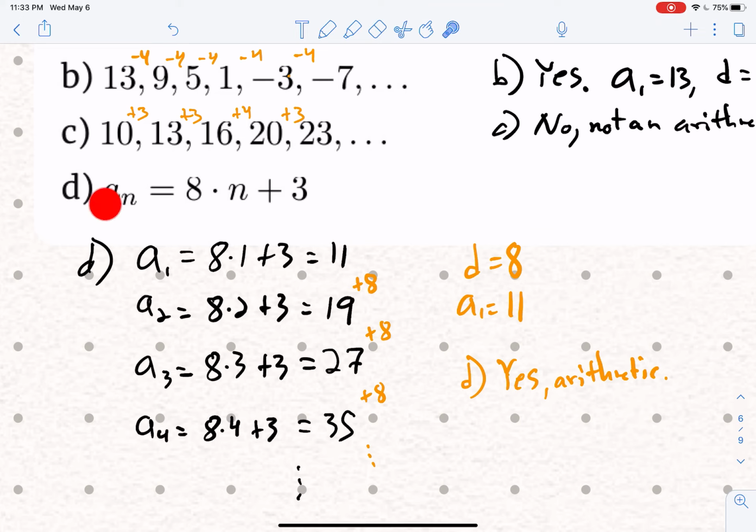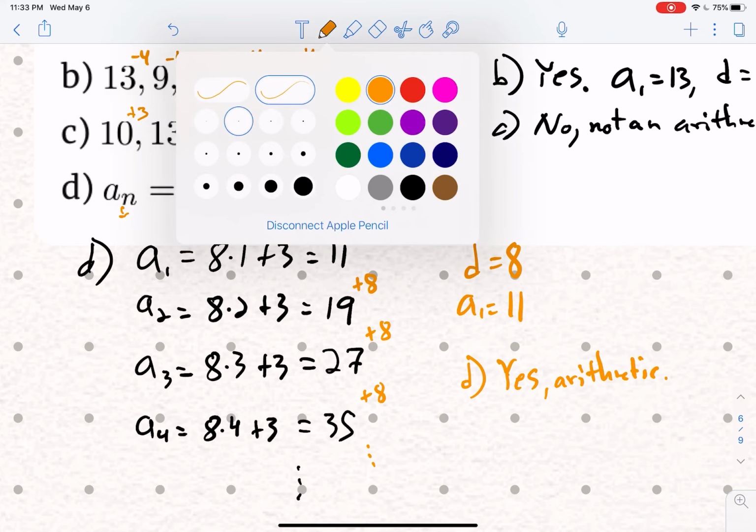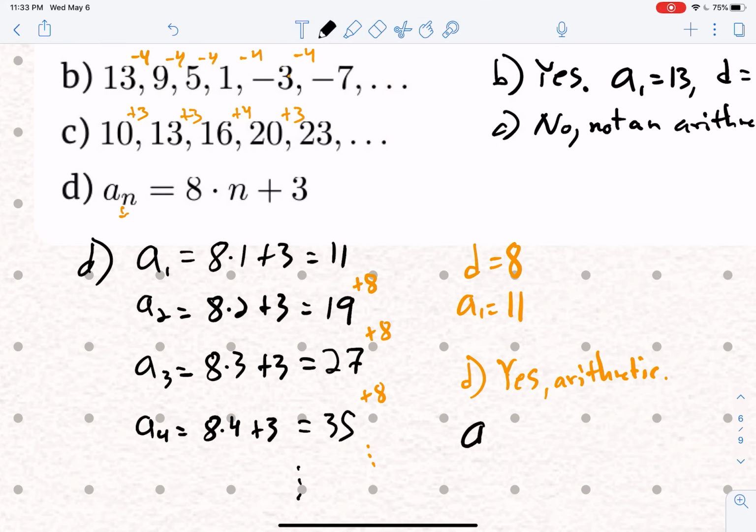Now look, they've given us a general formula for it. But if we use the formula for arithmetic sequences, this is a great confirmation. We should end up with the same result that we have over here. So let's just try. We're going to use the formula that says An is equal to A1, which was 11, plus D, which is 8, times n minus 1. So here's our general form. An is equal to 11 plus 8 times n minus 1.